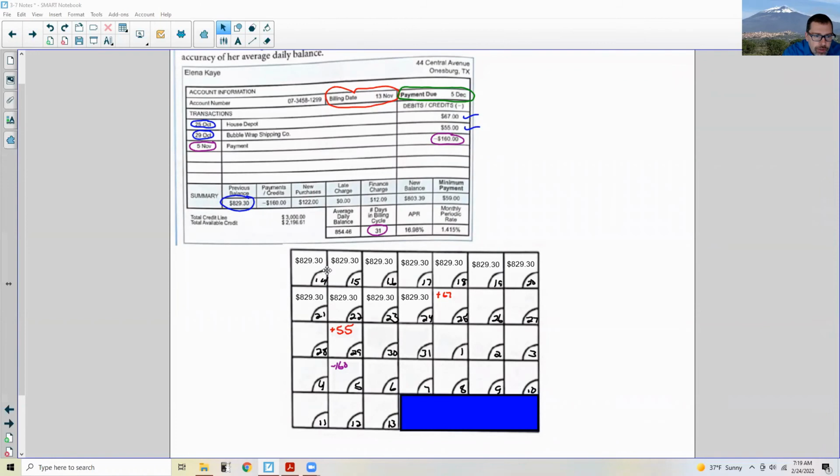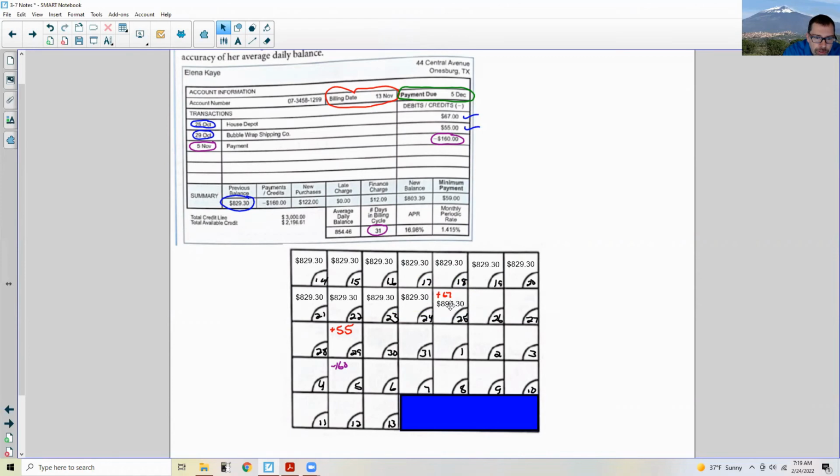Okay, so I put this $829.30 in every single cell of our calendar. But then when I get to here, $67, I'm going to add 67 to that 829.30. Her balance increased by $67. So that would be a 6 and a 9, 896, I believe, 896.30. So what I'm going to do is just bring this down here and change that to 896.30.